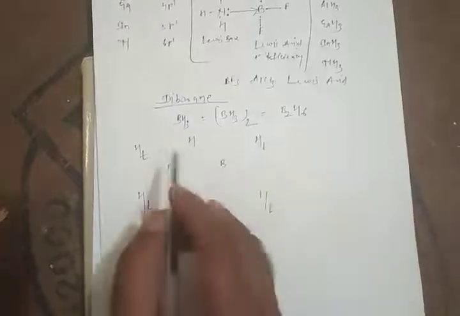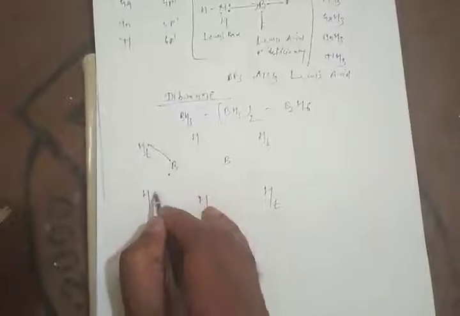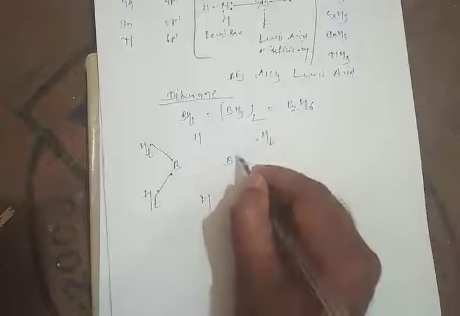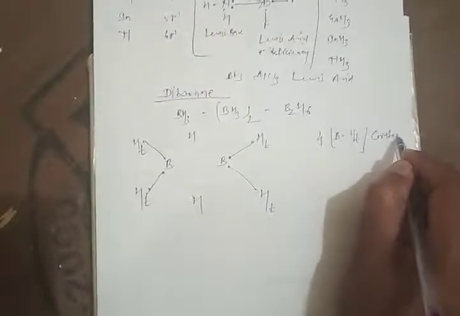Now the bonding between boron and these terminal hydrogens is just like any other covalent bond, no different at all, because there is sharing of electrons. So these four B-Ht bonds are covalent bonds.